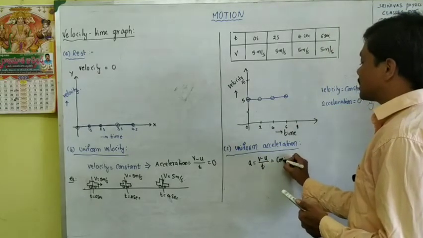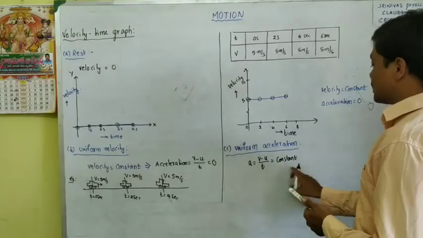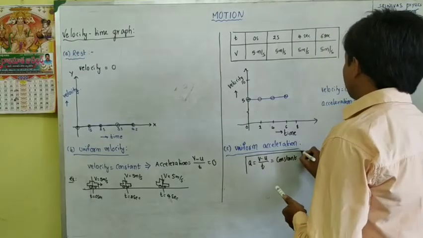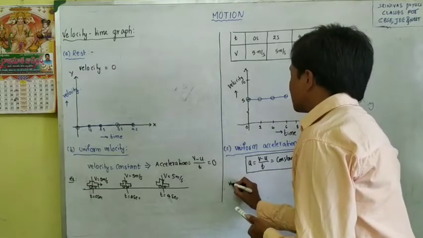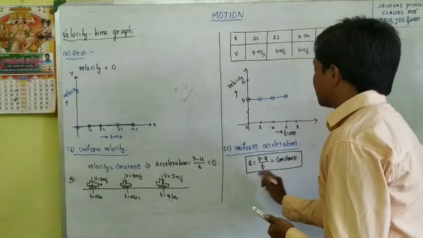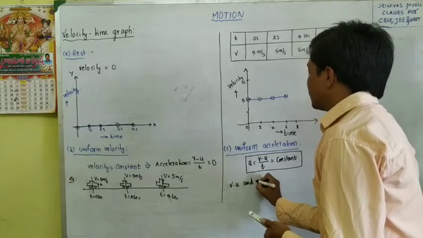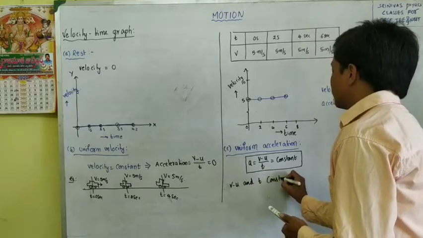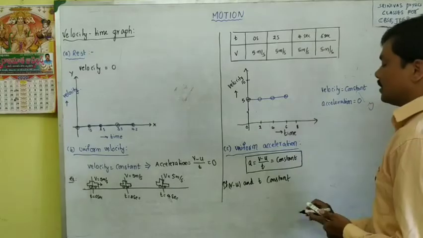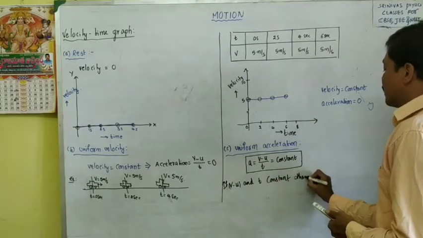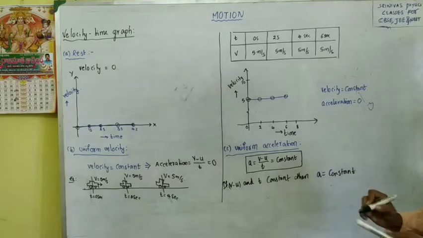This acceleration should be constant. Okay, acceleration is uniform. Uniform means constant. Now when will we get the acceleration constant? For example, if v minus u is constant, change in velocity constant, and time constant, then acceleration is also constant, right?